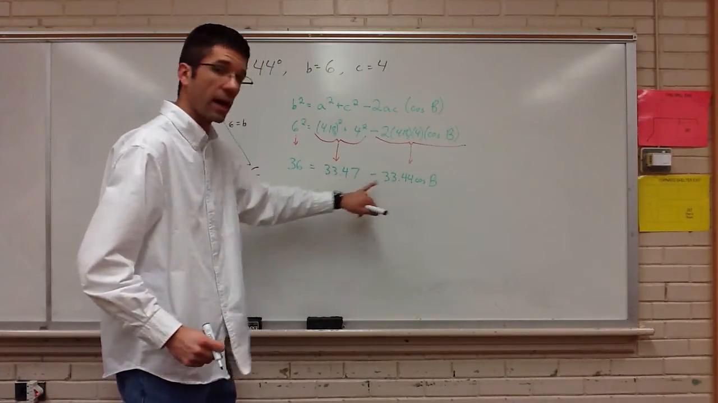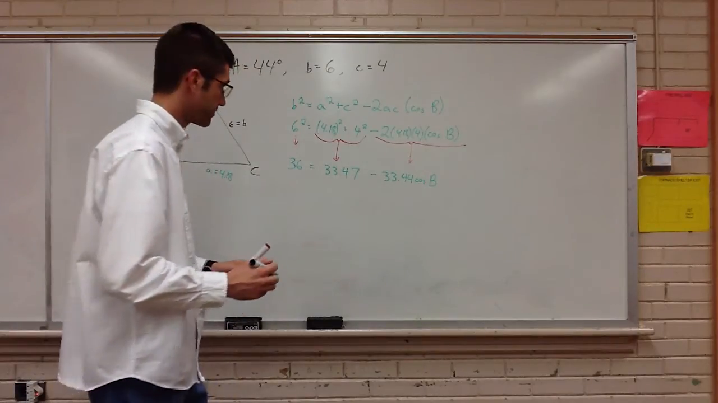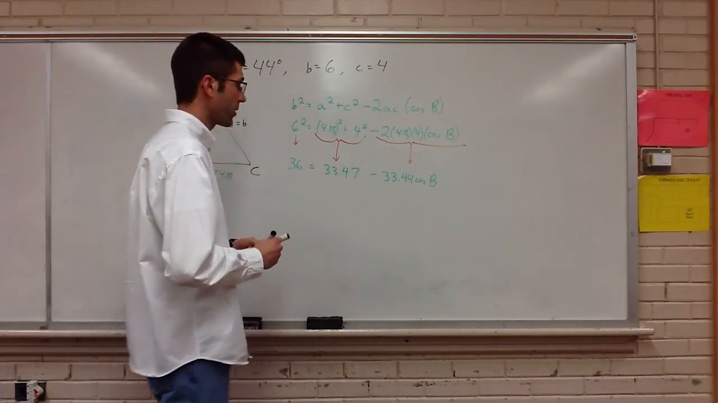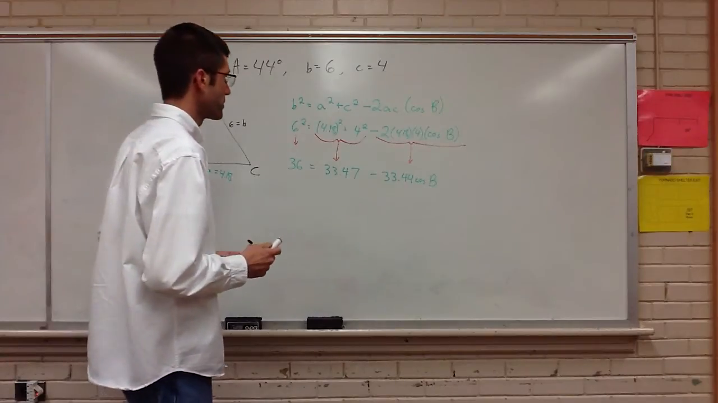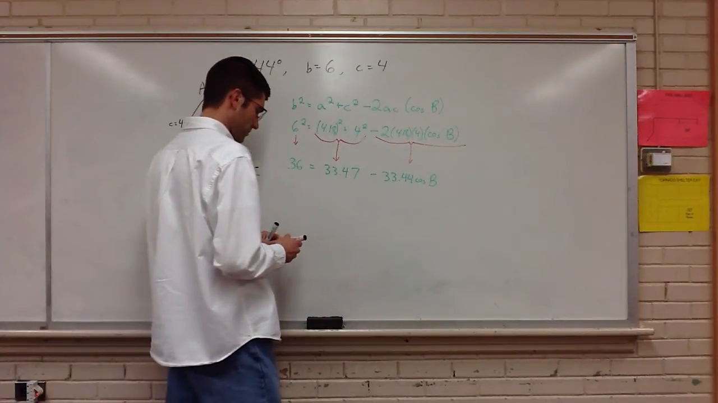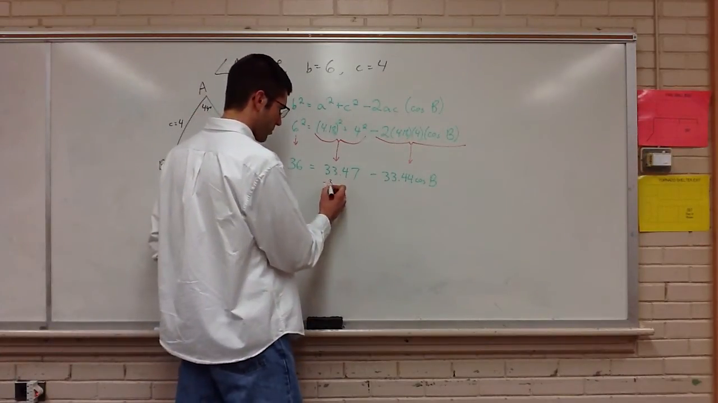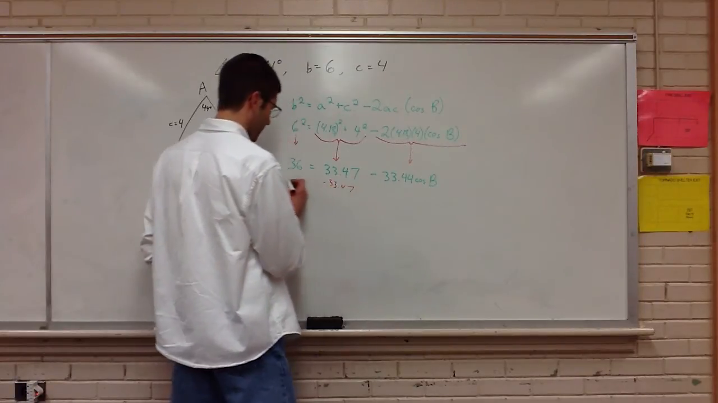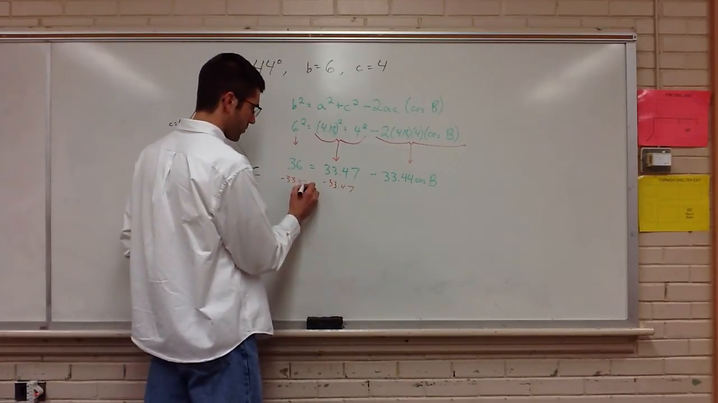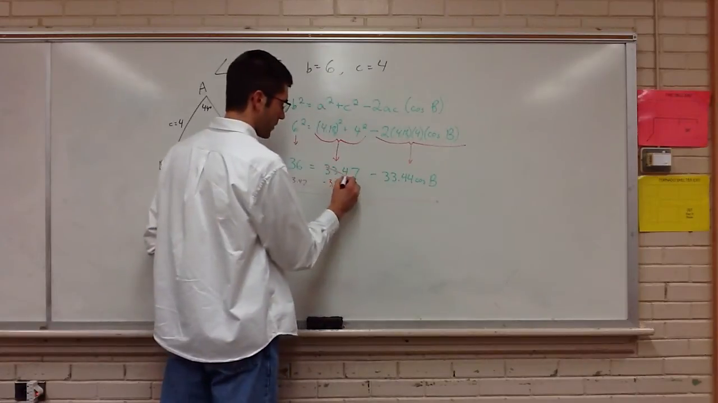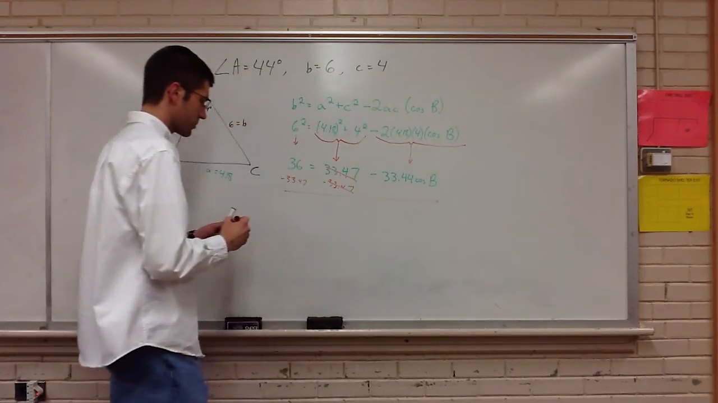These are not like terms. Don't put them together. They are not. You better not do it. So, what I am going to do instead is subtract 33.47 from this side. And those will cancel out.